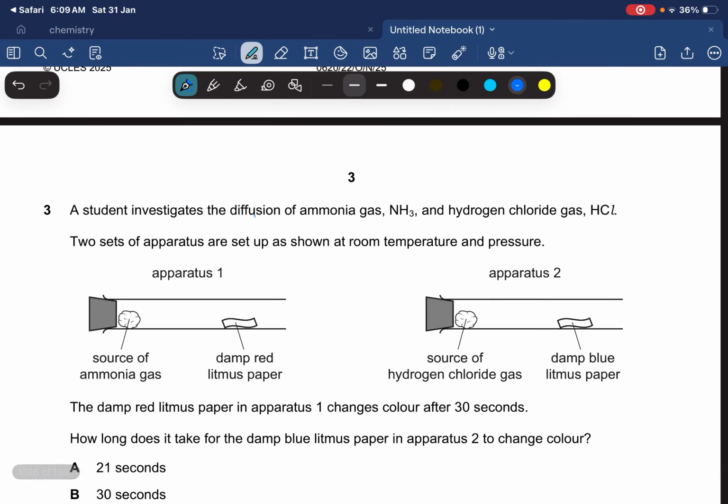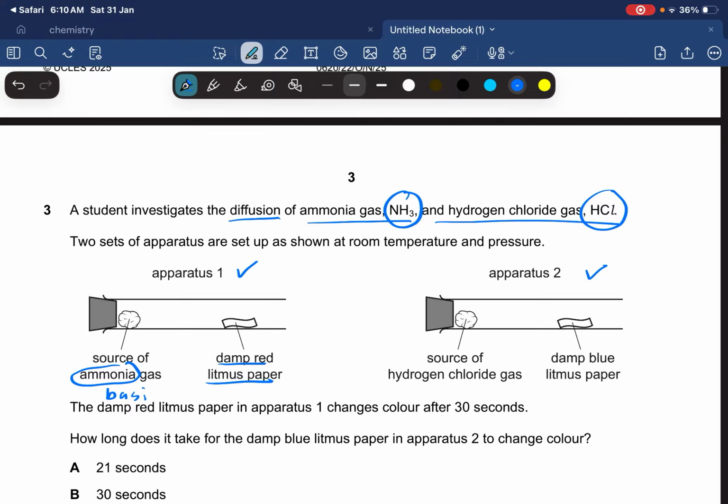A student investigates the diffusion of ammonia gas, NH3, and hydrogen chloride gas. Two sets of apparatus are shown at room temperature and pressure: apparatus 1 and apparatus 2. We have a source of ammonia gas and a damp red litmus paper. We know that ammonia is a basic gas, and bases turn damp red litmus paper blue. So this has to turn blue when ammonia diffuses from here.